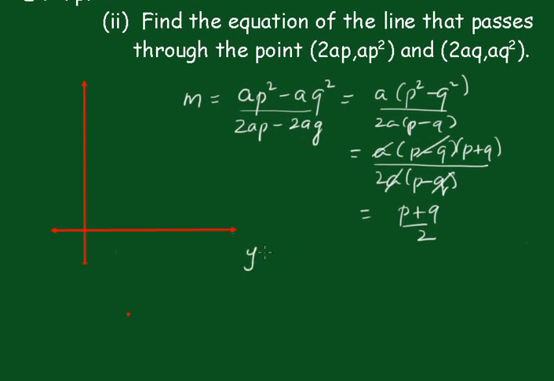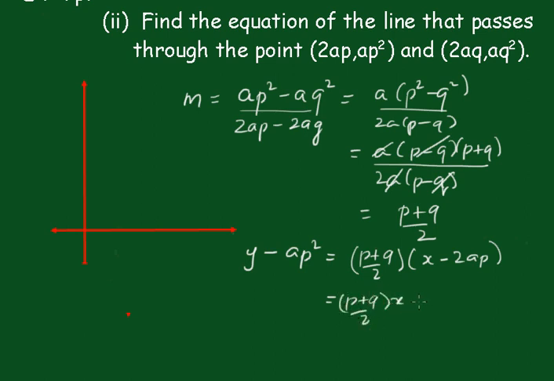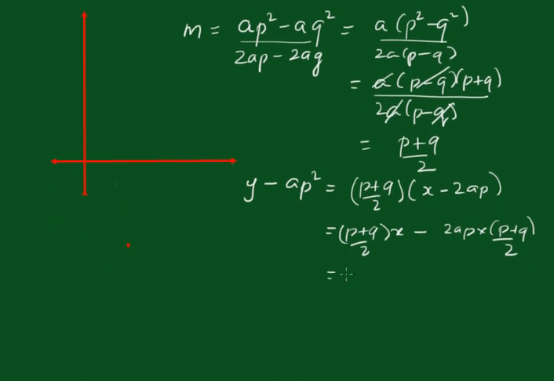So we have y minus y1, so y minus ap squared equals p plus q on 2 times x minus 2ap. So this equals p plus q over 2 x minus 2ap times p plus q over 2. So this becomes p plus q over 2 x minus, now this will cancel.